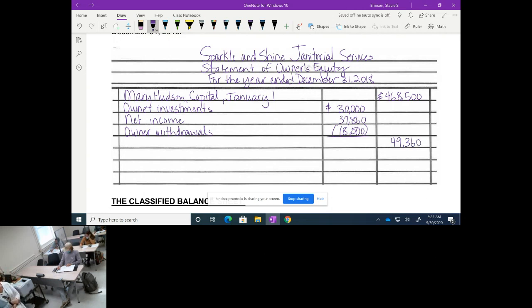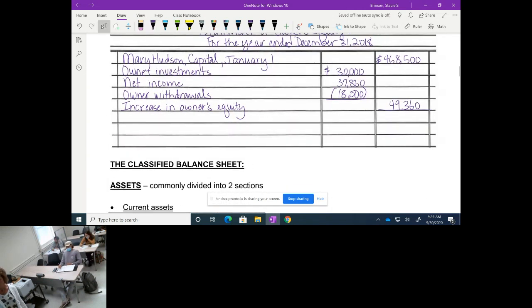So what are we going to call that? What's the label we'll put over there? You got part of it right. Did you say owner's equity? Yeah, it's an increase in owner's equity. So the combination of these three things resulted in a positive number, so it'd be an increase in owner's equity. If it had been a negative number, it would have been a decrease in owner's equity. So now we'll add that 49,360 to 468.5, and what do we get?